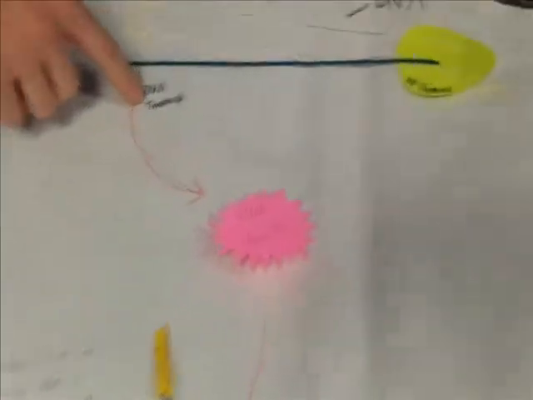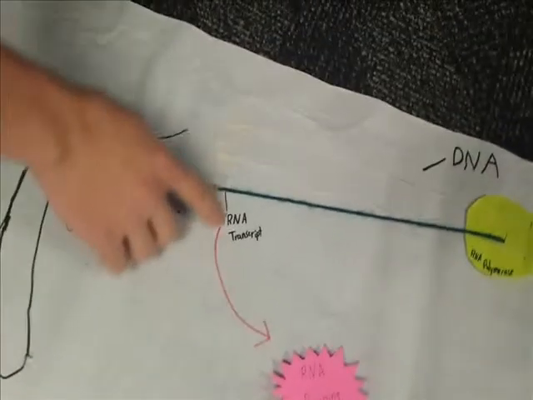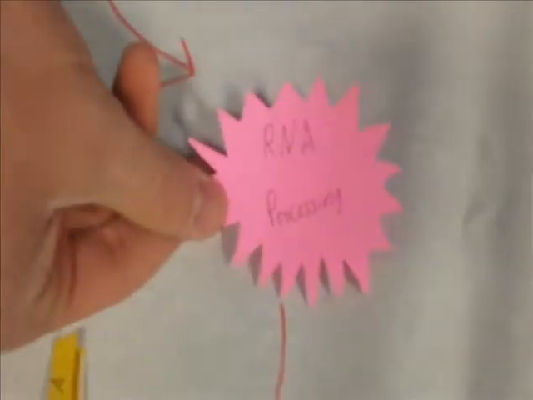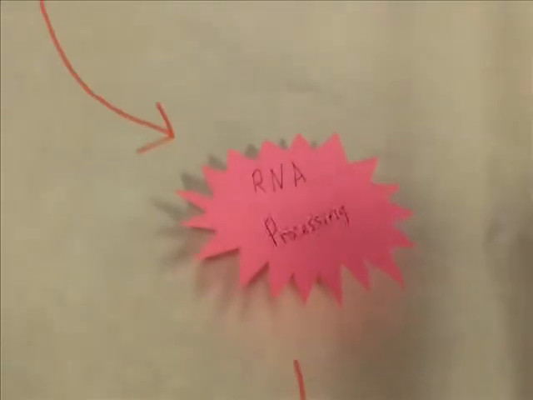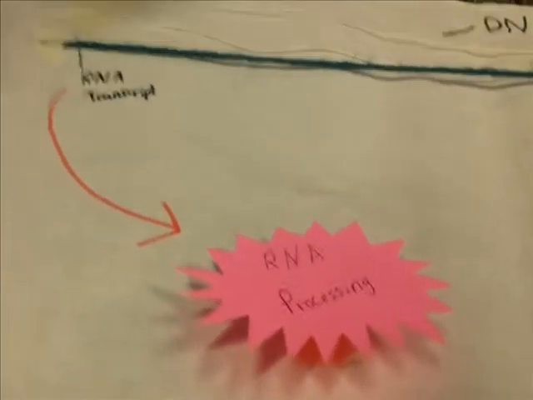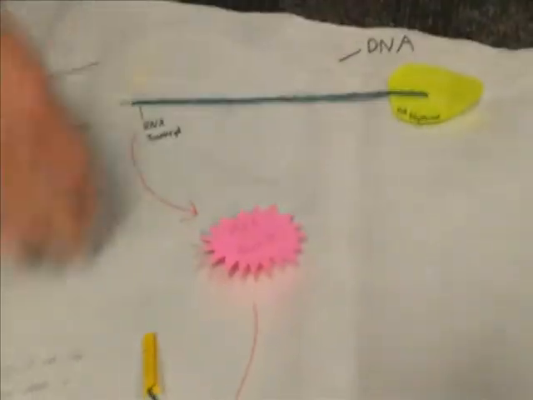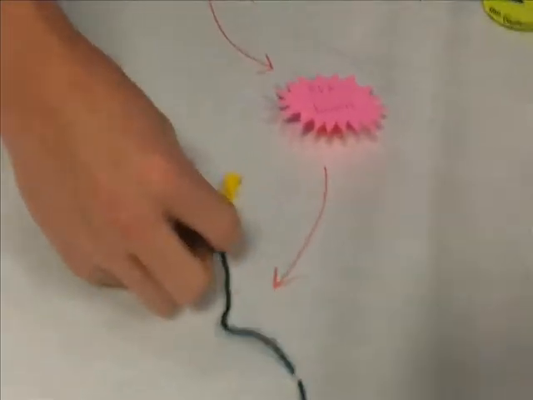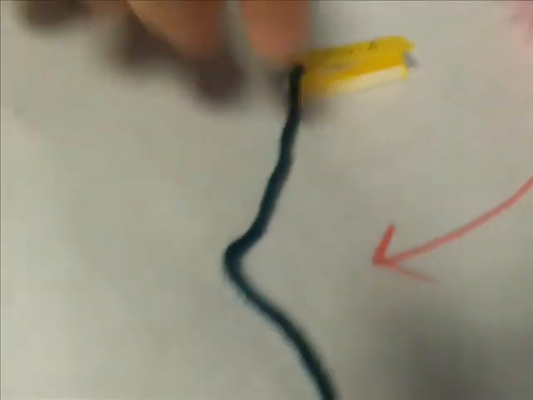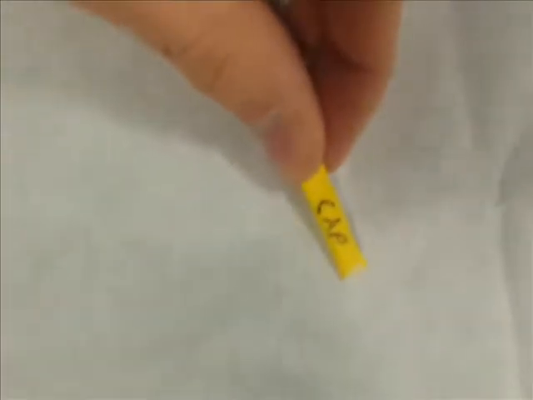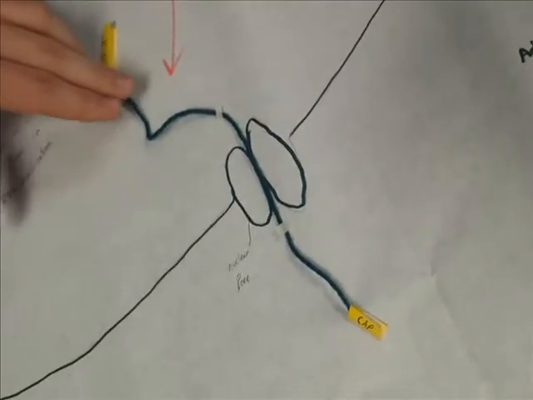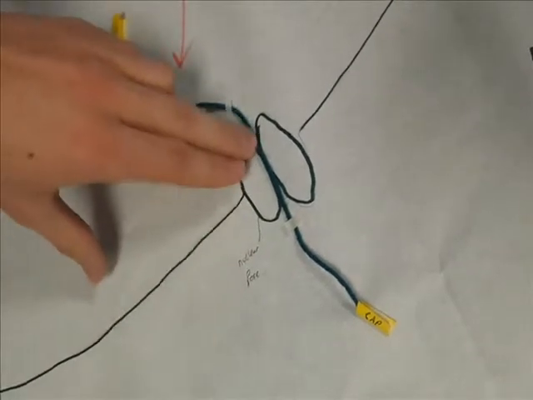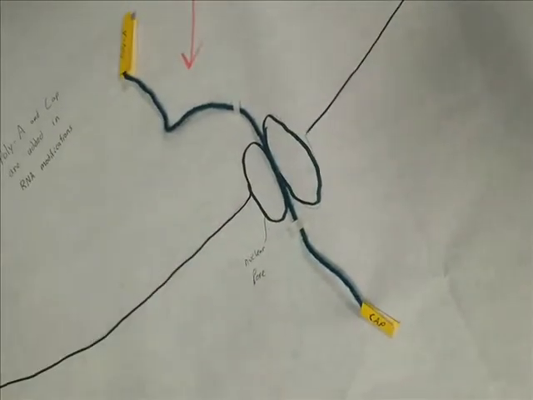Now this RNA transcript isn't quite ready to go out of the nucleus, so it's going to come down and go through some RNA processing. In this processing, it loses its introns, and the exons stay connected together. And also, at the 3' end, it gets a poly A end, and on the 5' end, it gets a 5' cap. So now it's ready to leave the nucleus. It will slide through this nuclear pore and into the cytoplasm.